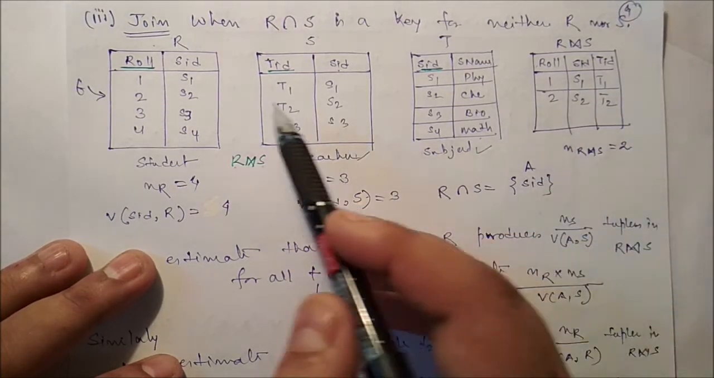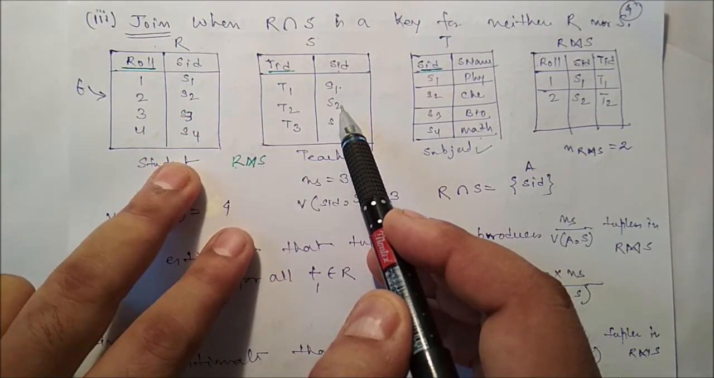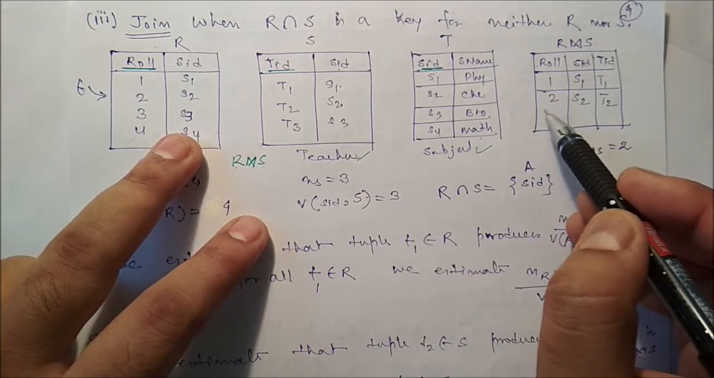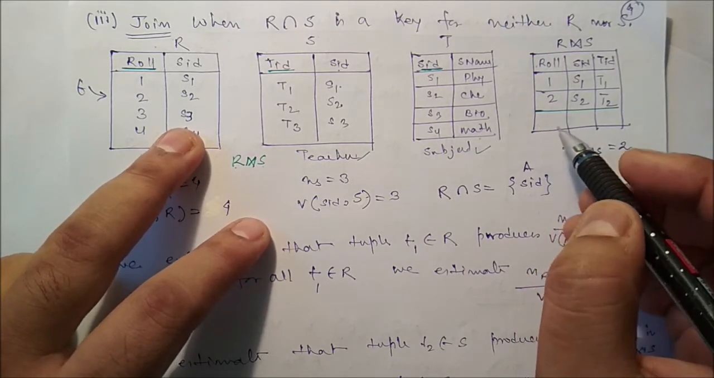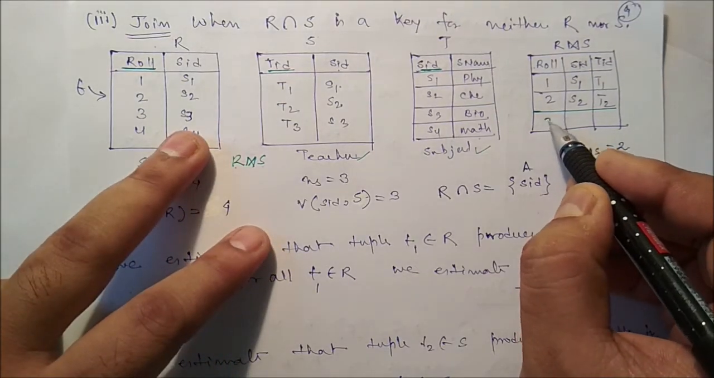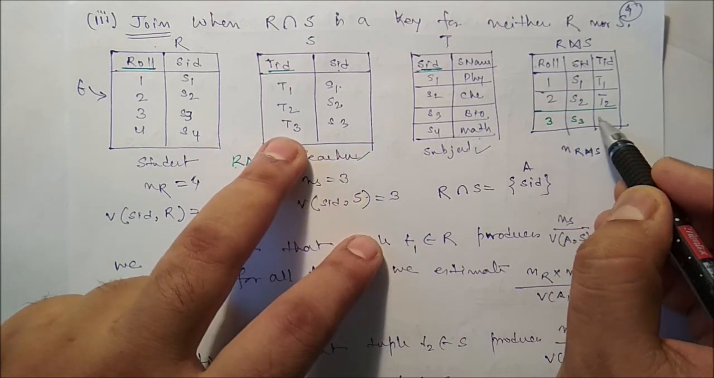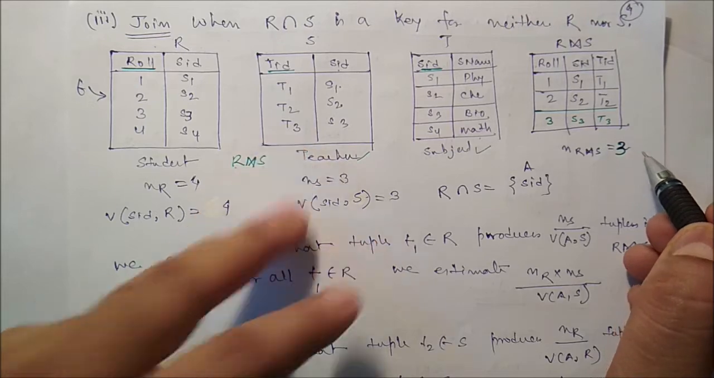So roll number 1, so T1, S1, it will join S2, and we can join. If it is S3, then we can join S3 also. So roll number 3. If it is S3, we can write like this way. So this is roll number 3. S3 is there, here it is S3, and it is T3, and so the size will be 3.